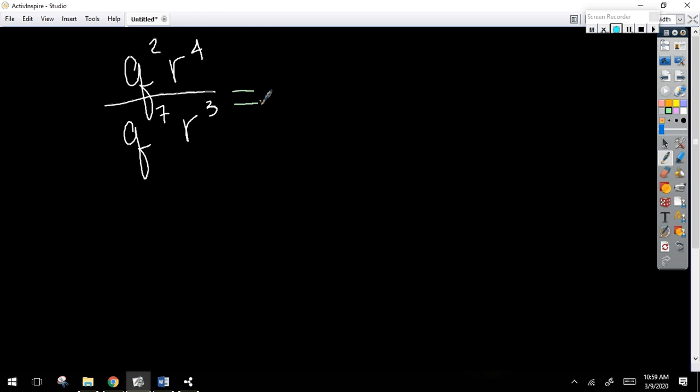As you look at this, do you notice the same bases? Yes. Okay, so look at what has the same bases, because I am dividing, which looks like a subtraction sign, right?